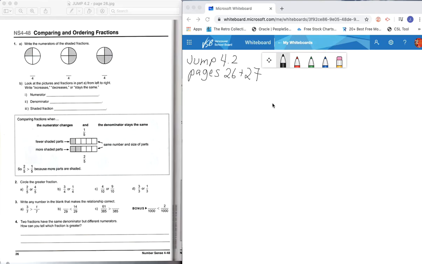Hi, grade fours. Today's lesson is on comparing and ordering fractions. The lesson is going to be split into two parts. This video will be on pages 26 and 27, and the second video is on pages 28 and 29.